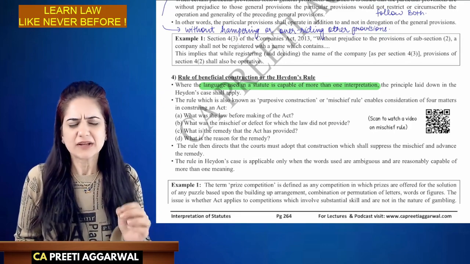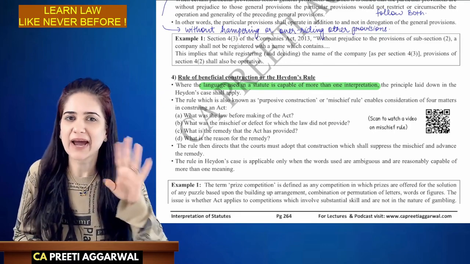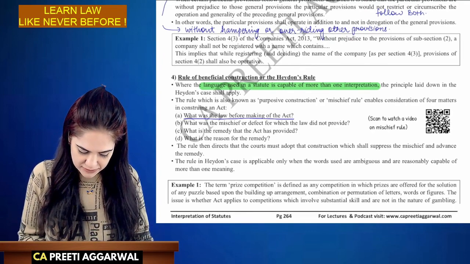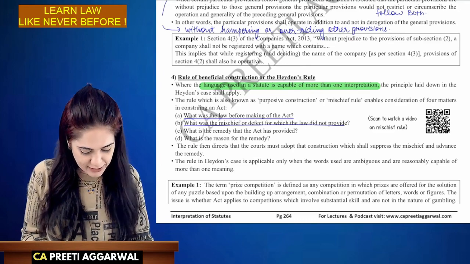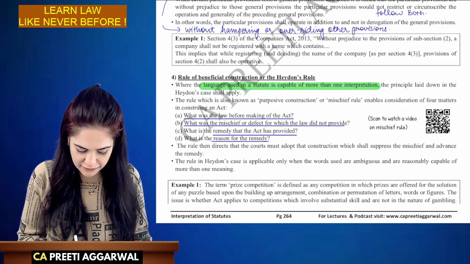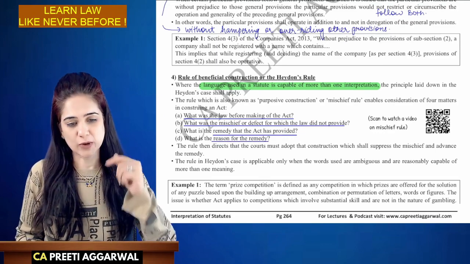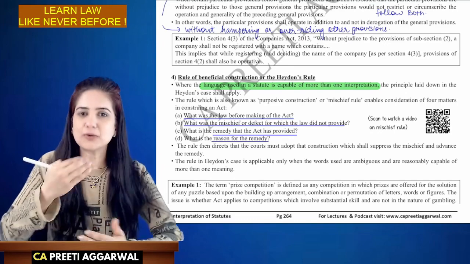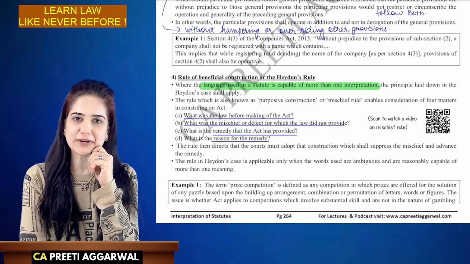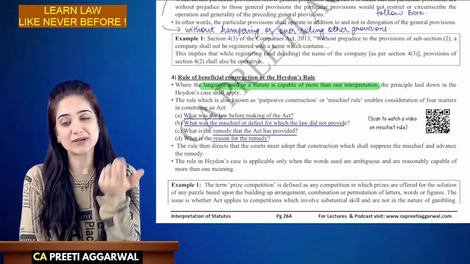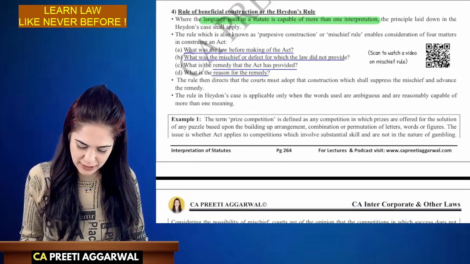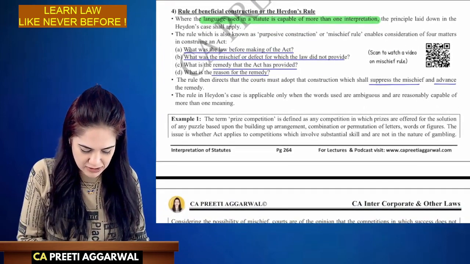Heydon's rule says that whenever you want to make any change in the act, ask yourself four questions. What was the law before making the act? What mischief did it not provide for? What remedy are you providing, and what is the reason for that remedy? So you are trying to justify why you are enacting a provision. What was not covered in the earlier act? What are you trying to address? What is the reason for your remedy? The rule says that you should try to suppress the mischief and advance the remedy.